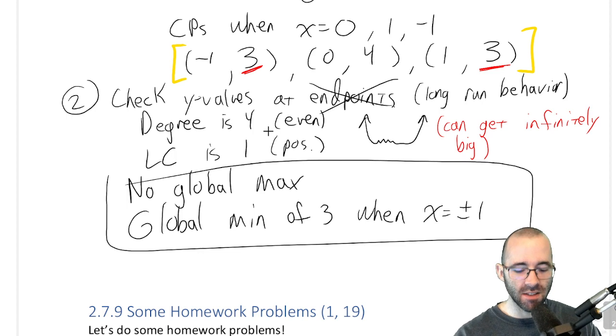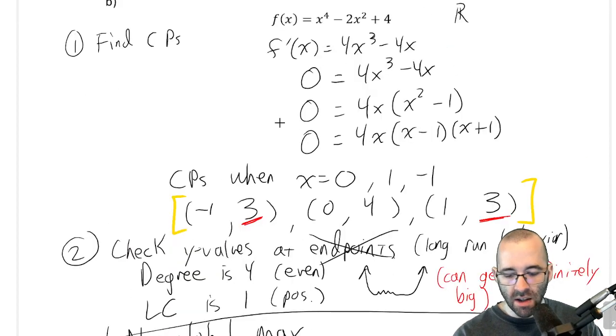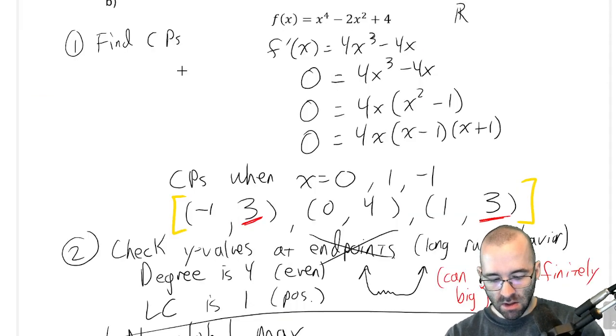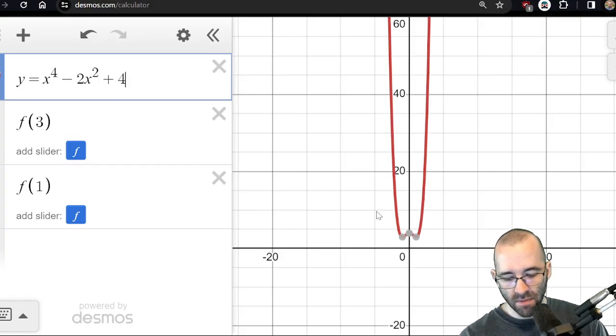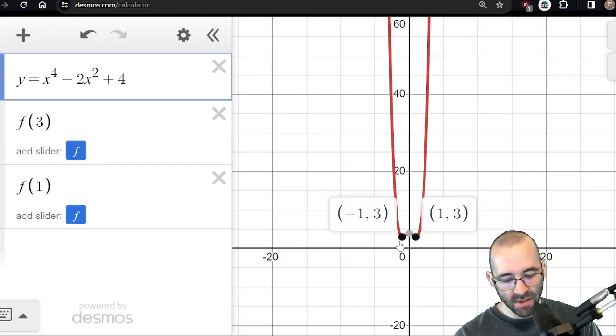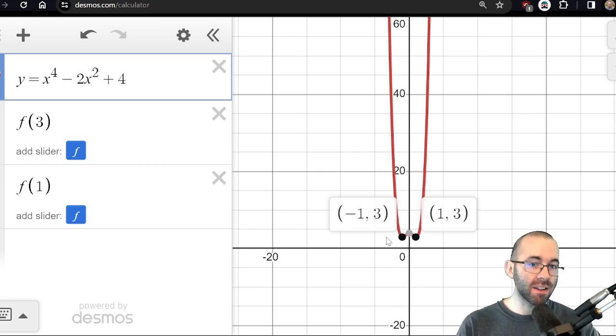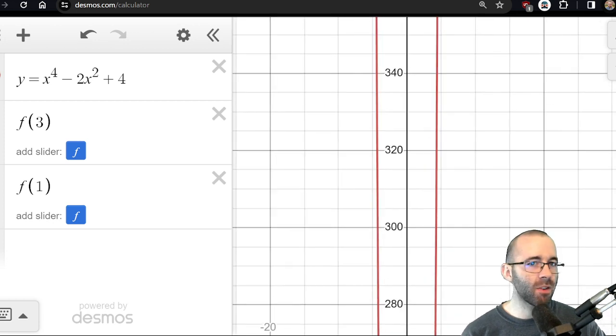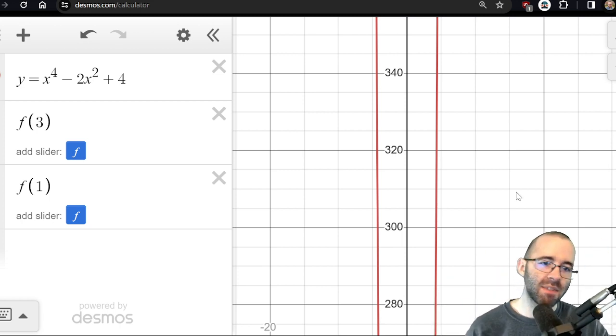Let's graph it and check our answer. x to the 4th minus 2x squared plus 4. Global minimum is 3 when x is positive or -1. And just like we said, this function has no global maximum. It will go up and up and up forever. There is no biggest number for this function. This function goes to the moon and then keeps going.